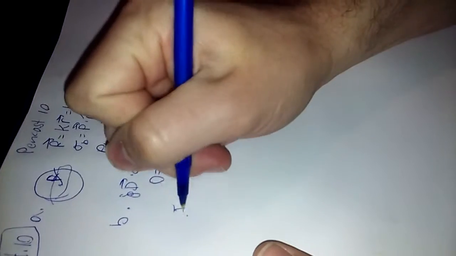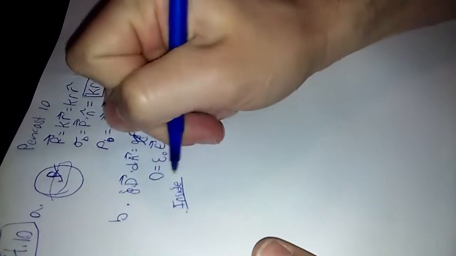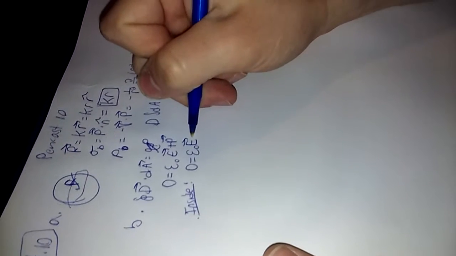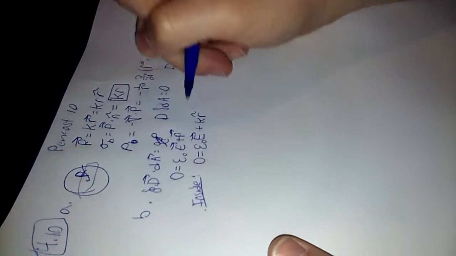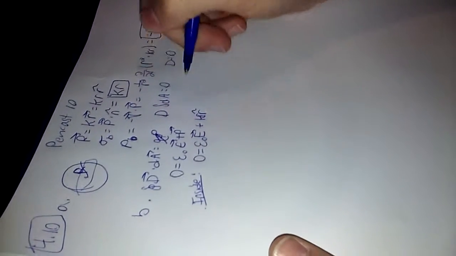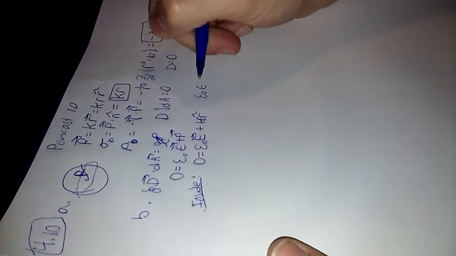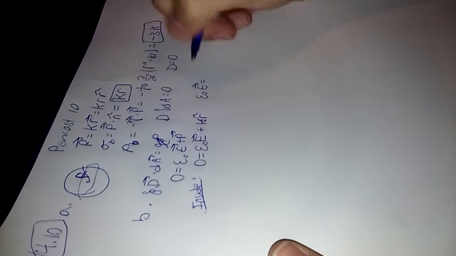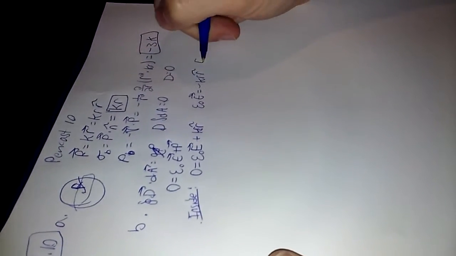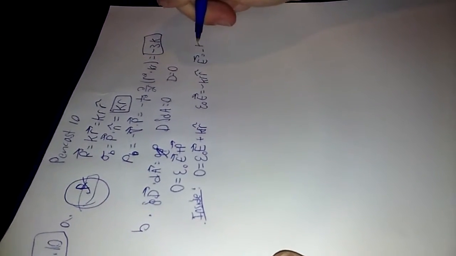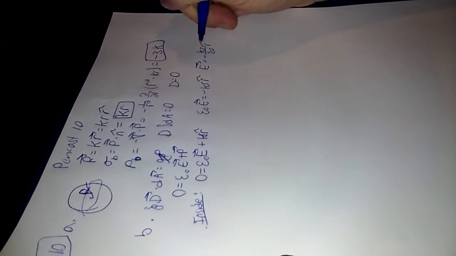So then starting inside, we have 0 equals epsilon naught E plus the polarization, which inside is kr in the r hat. So epsilon naught E equals negative kr in the r hat, and then E equals negative kr over epsilon naught in the r hat direction.